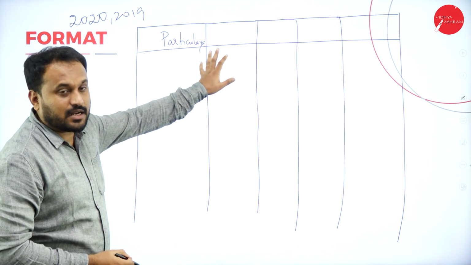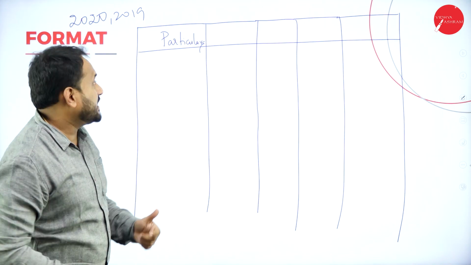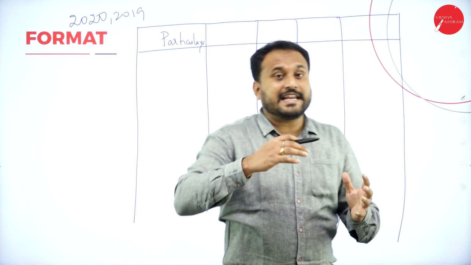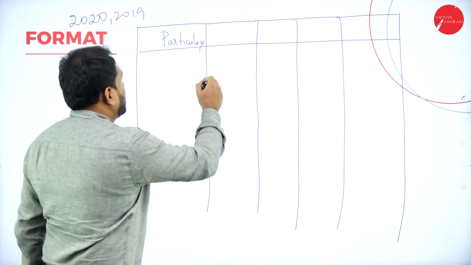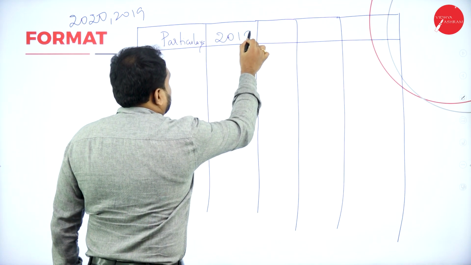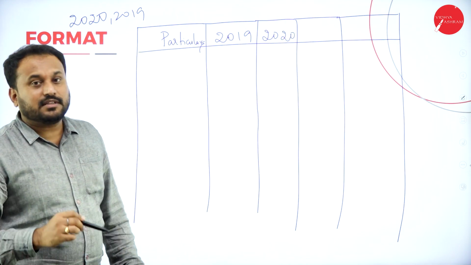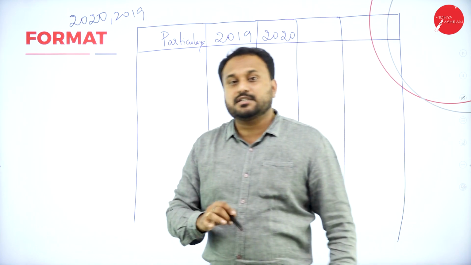Now particulars is done. What should the second and the third column be? Understand. Which is the oldest among these two? 2019 is the oldest. 2020 is the fresh one right now. So I'll write here 2019, here 2020. Always whenever we go, it is 31st March 2019, 31st March 2020.